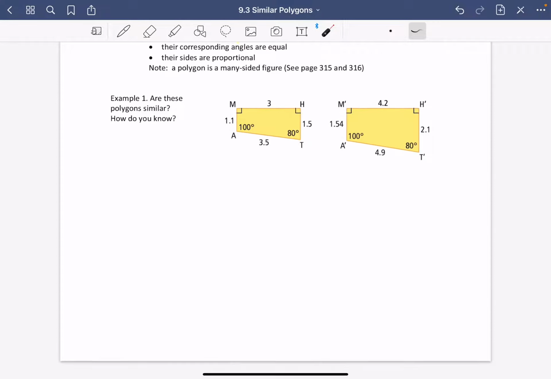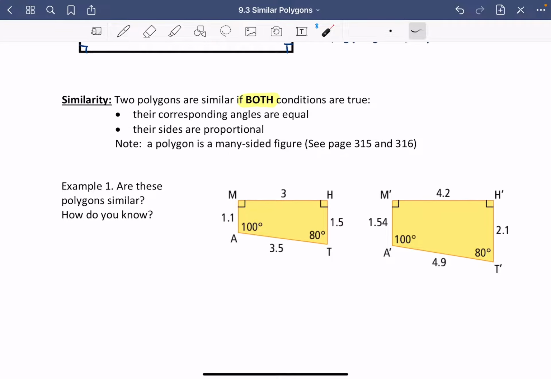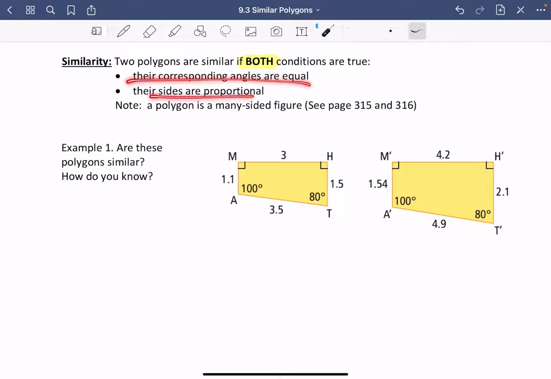Now, let's do an example here. Example 1. Are these two polygons similar? How do you know? Well, we know that if they are similar, then these two conditions must be satisfied. So let's check each of the conditions. First condition, corresponding angles. We have angle M and angle M prime. Angle M is 90 degrees and angle M prime is also 90 degrees.